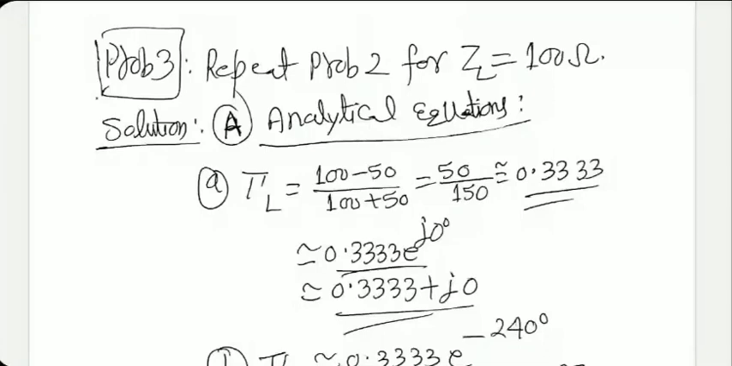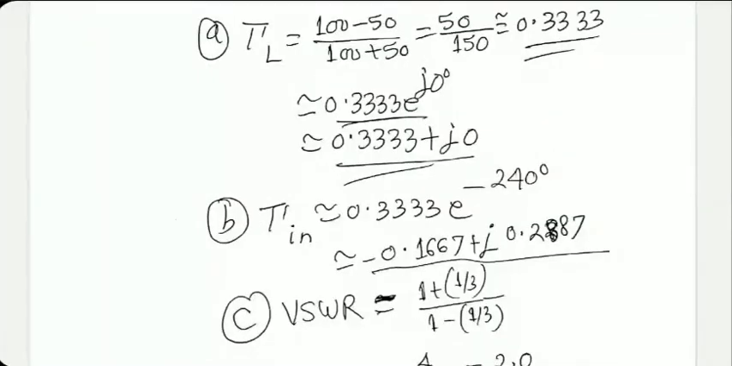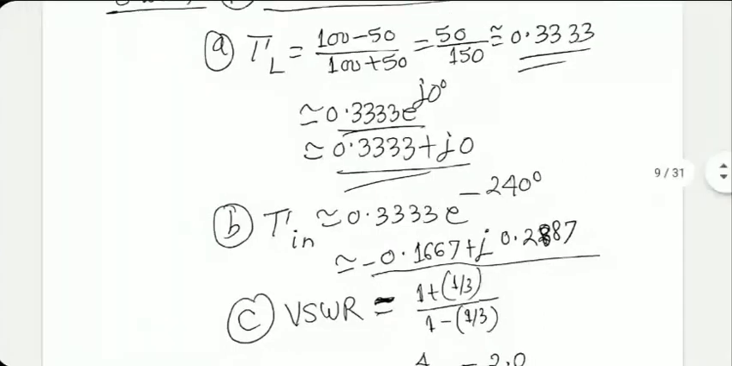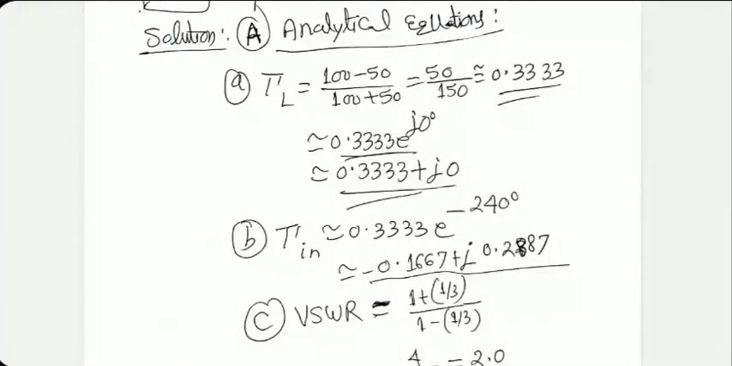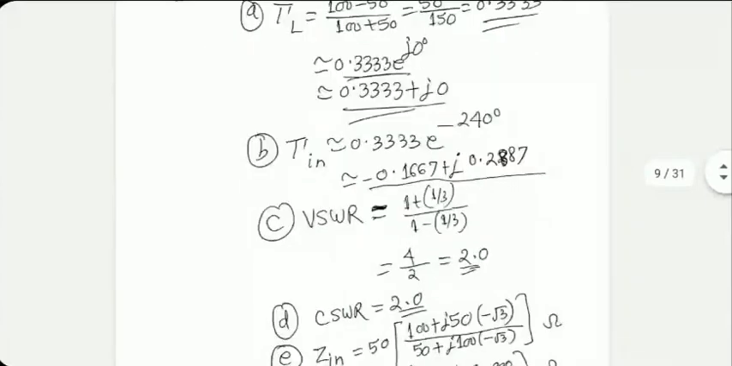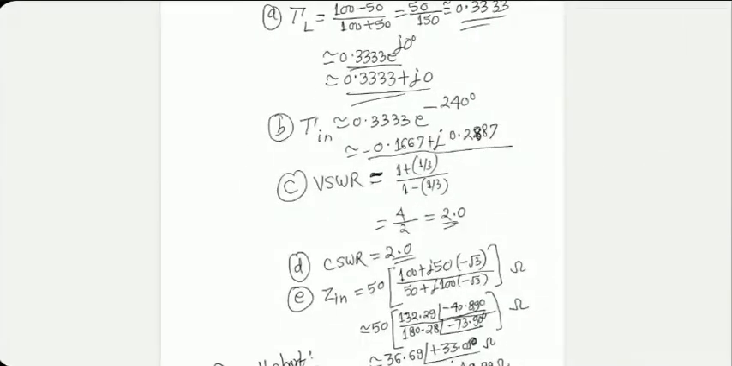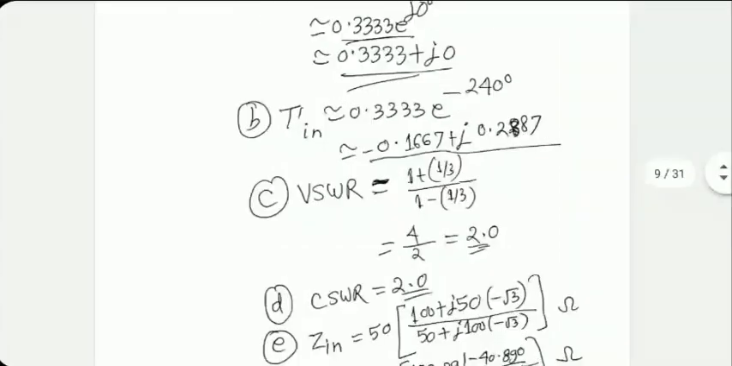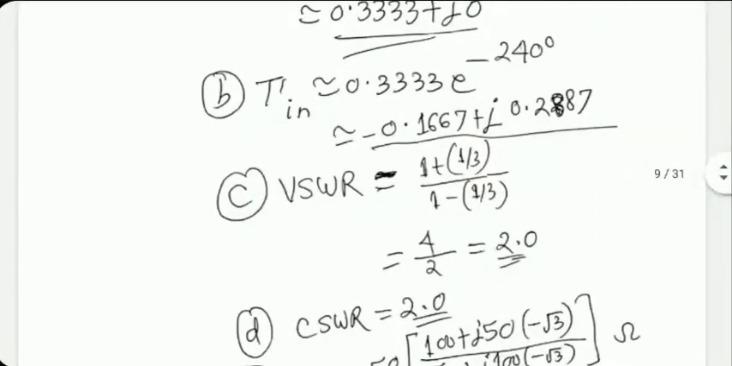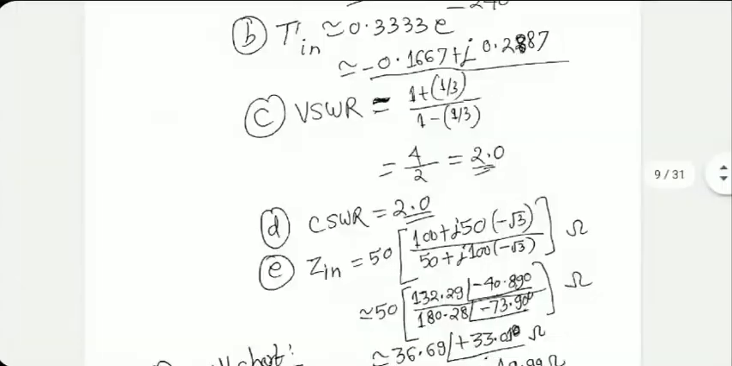Input reflection coefficient, of course, will get a phase angle. E to the power minus, I missed J here, I'm sorry about that. 0.3333 e to the power minus J240 degrees. Okay. And VSWR now will not be infinity. It is 1 plus magnitude of tau L divided by 1 minus magnitude of tau L. So 1 plus 1 upon 3 divided by 1 minus 1 upon 3, which works out to 2. CSWR will be same as VSWR.